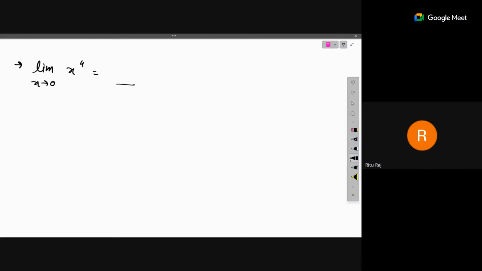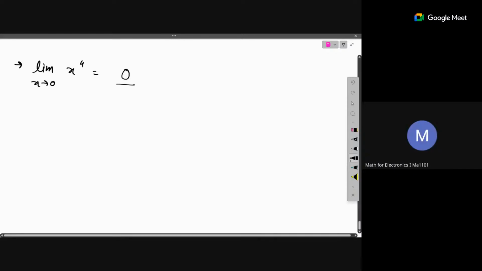It's too easy, right? Because it's a polynomial. So it's a polynomial and we know the result that the limit as x goes to x naught of p of x, if p of x is a polynomial, is the same as p of x naught, right? So you can use this result to compute it.